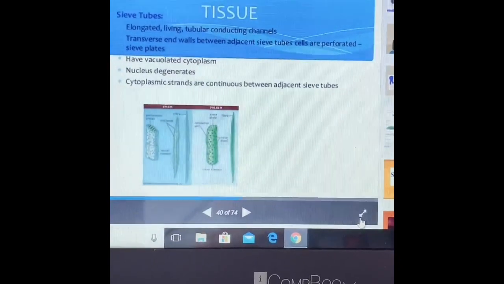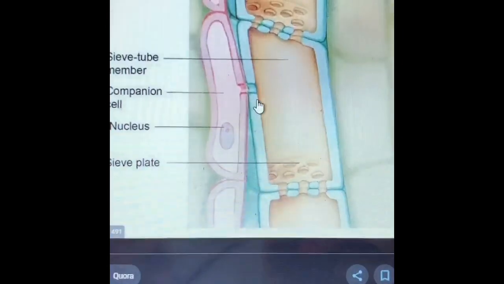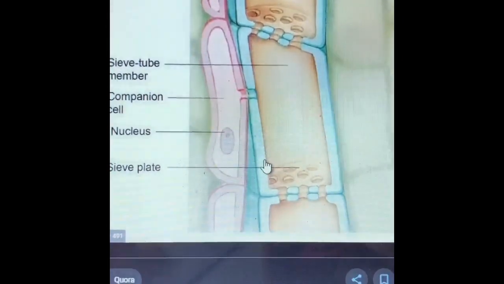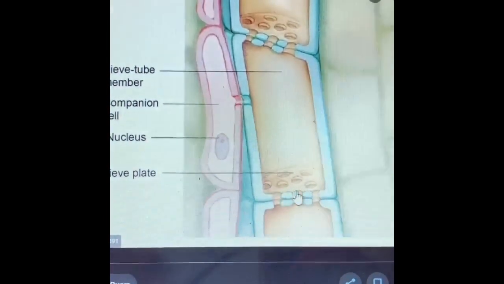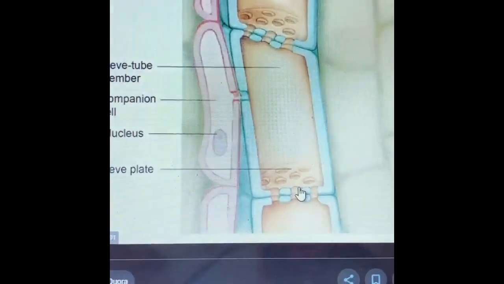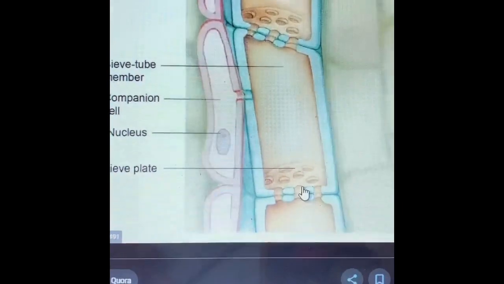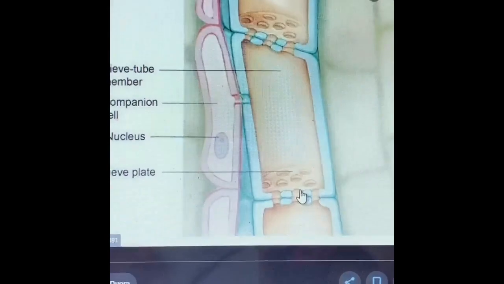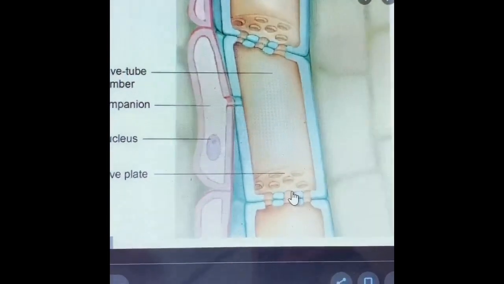I'll show you the structure. This blue colored cell is a sieve tube cell. You see, there's a sieve plate over here which is perforated, through which food can be conducted. There is no nucleus present in the sieve tubes. Please remember this. The cell which does not have a nucleus, if you recall, we have discussed, it is the sieve tube cell.